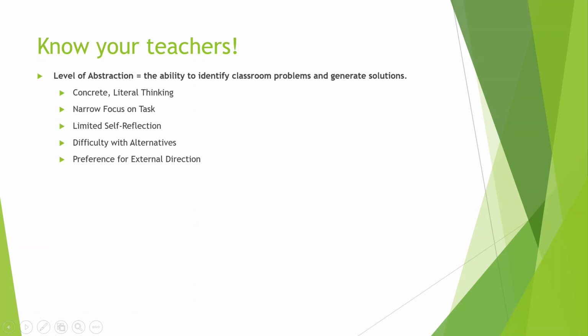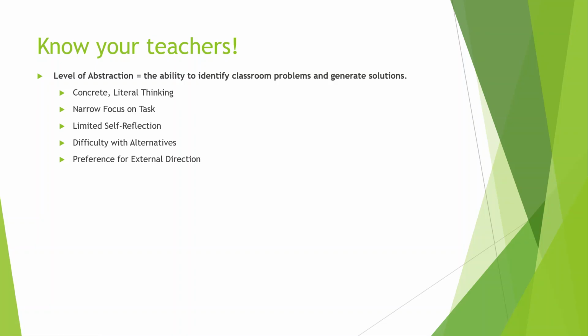And the first one is the level of abstraction. This means the ability to identify classroom problems and generate solutions. So can our teachers more or less think for themselves? Are they critical thinkers? Are they able to think outside the box? Are they able to improvise and adapt and overcome whenever they need to, right? Now, as you notice, everything I just said seems to have a different vibe than everything I have listed. And so what I actually have here are examples of low abstraction.